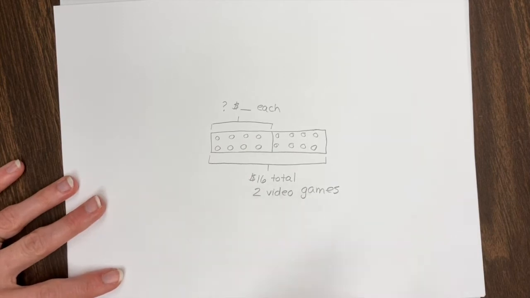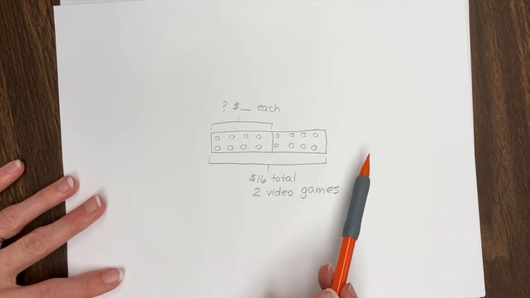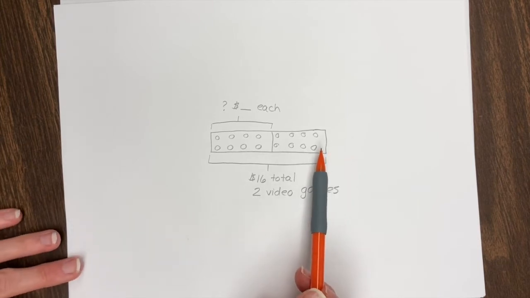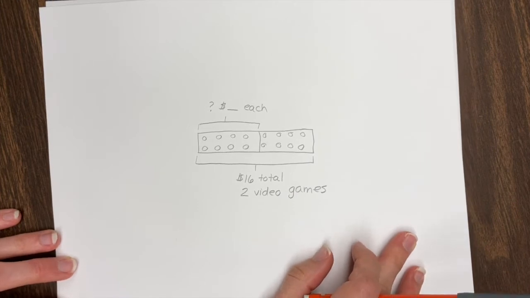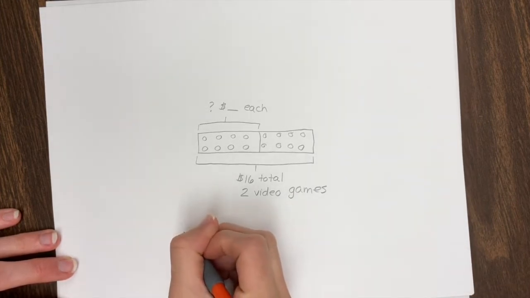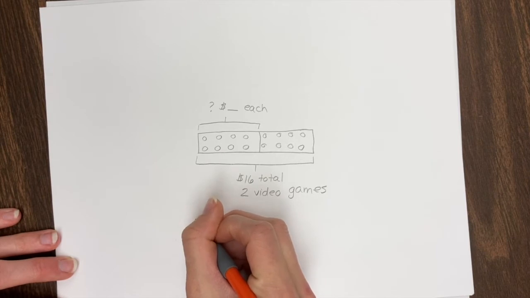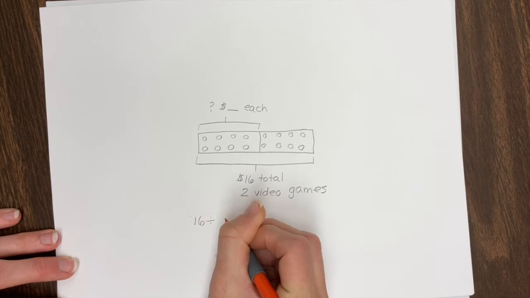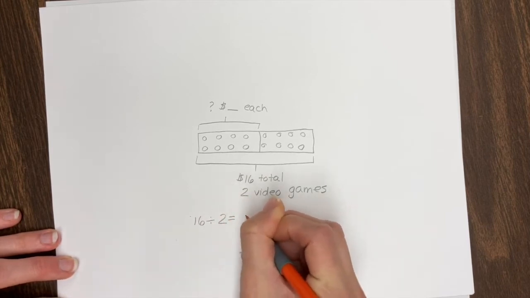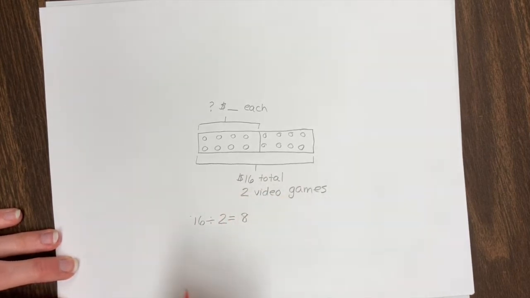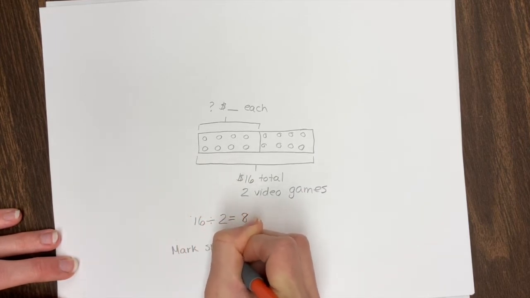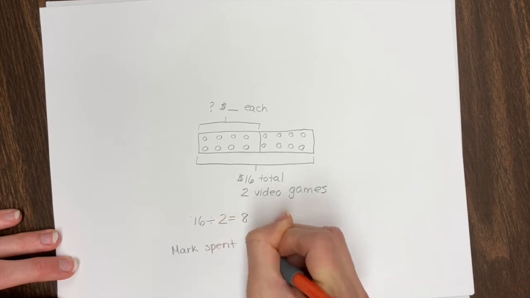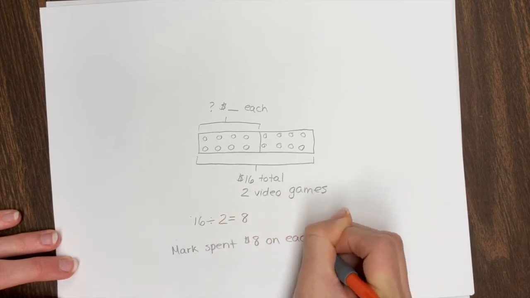So with our read, draw, and write process, we read the problem. I read it a couple times. I drew to find my solution. And now, what am I going to write? Well, I would like to write a division sentence that said he had $16 divided by the 2 total games meant he spent $8 on each game. And I could also write a sentence that said Mark spent $8 on each game.